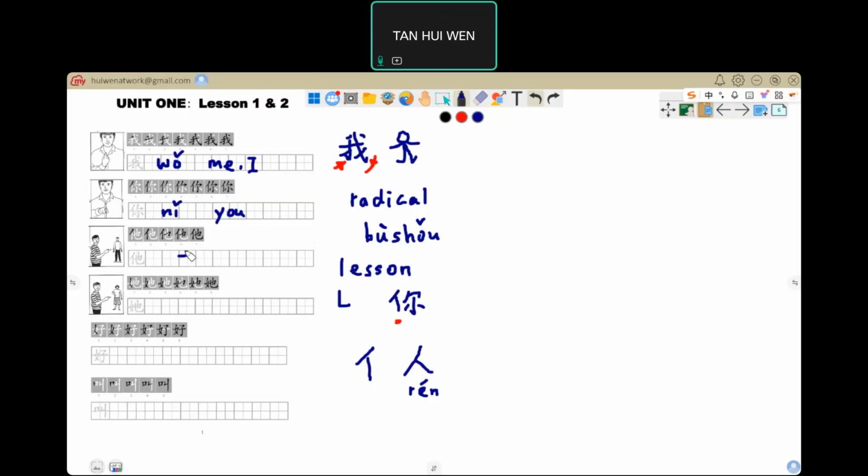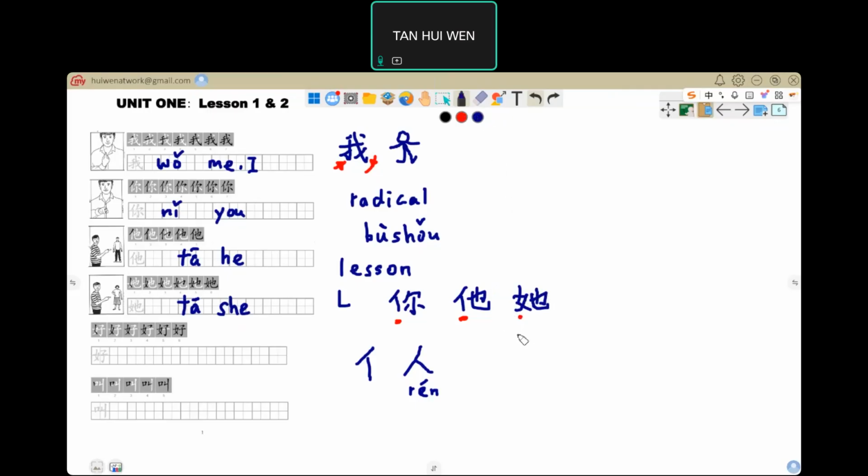And another one, we have 他, ta. Ta is a he, or can be a gender neutral pronoun. Ta also has the same person radical, the ren radical. And then we have this 她, ta. This is she. Looks similar. She and he look similar, just a different gender. So this is the radical for ta.